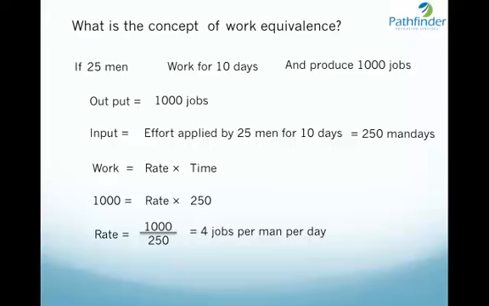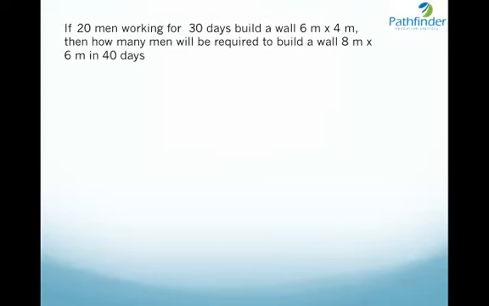We will use this method to solve some types of questions in time and work. Let us see a couple of questions which are based on this concept. First, if 20 men working for 30 days build a wall 6 meter by 4 meter, then how many men will be required to build a wall 8 meter by 6 meter in 40 days? Now we have two sets of input and output. In the first set, we have 20 men working for 30 days and their output is a wall 6 by 4 meter. In the second case, we have some number of men who are working for 40 days and their output is 8 meter by 6 meter.